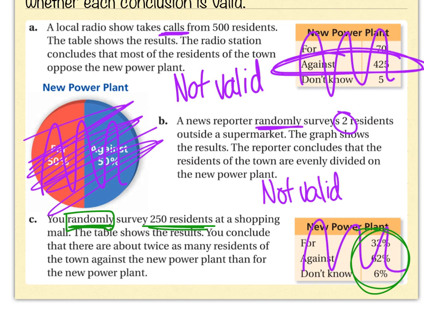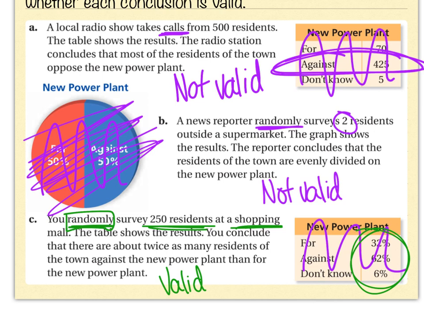Well, most towns only have one shopping mall, and you're going to get a lot of different people that go there. So this would be as valid as you could probably make it. You're not going to be able to get to everybody because not everybody goes shopping at that mall, but a lot of people do. And you're randomly doing 250 residents, right? You're going to get all kinds of people from the town.